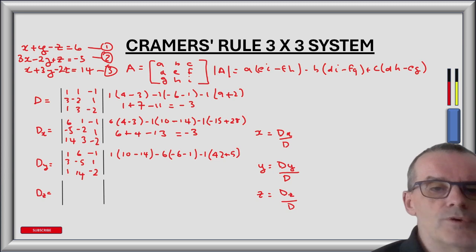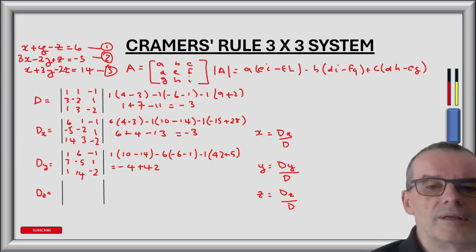So 10 minus 14 is minus 4. Multiplied by 1 equal to minus 4. So minus 6 minus 1 is minus 7. So times minus 6 becomes plus 42. So 42 plus 5 is 47. Multiplied by minus 1 is minus 47. So we have minus 4 plus 42 minus 47 equals minus 9.